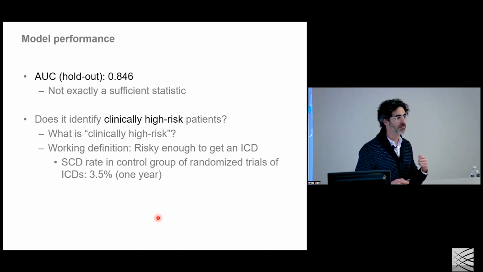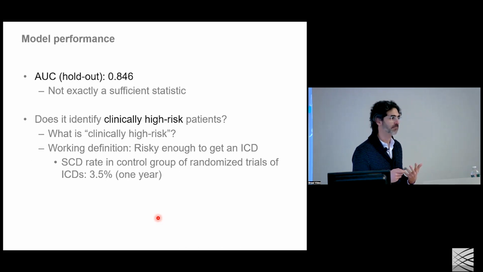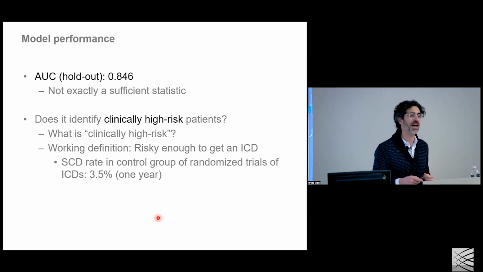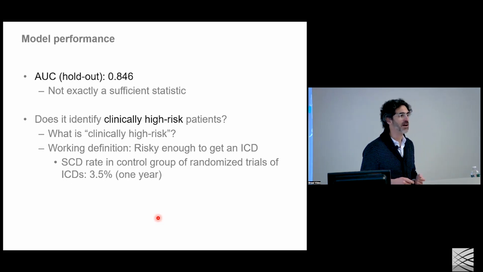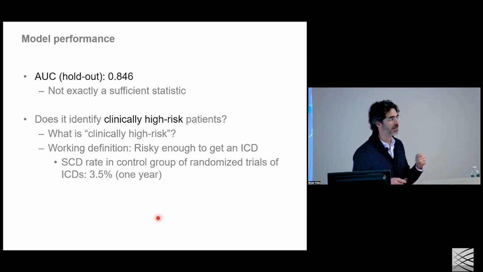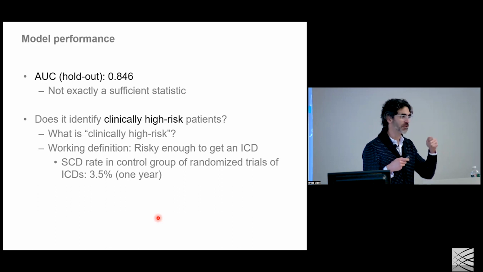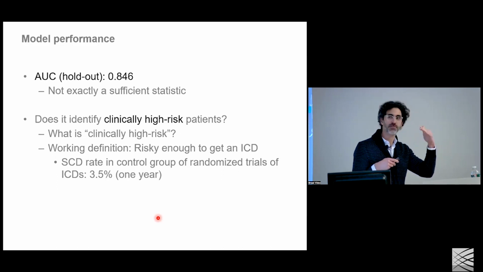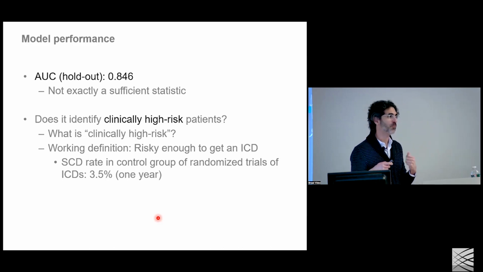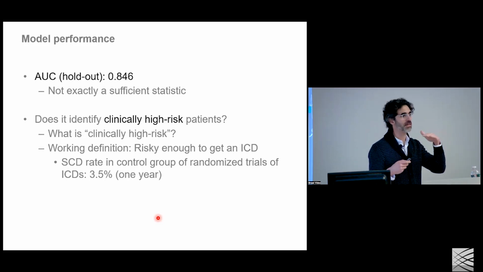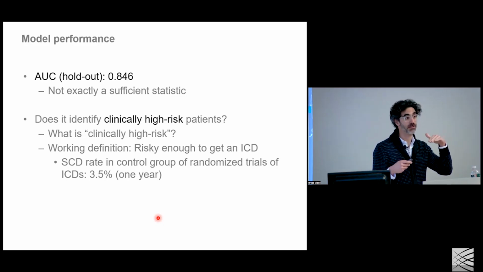One thing you might wonder is whether it is identifying people who are clinically high risk. That involves defining what high risk means. Our definition: if you're risky enough that a doctor would put in an implantable defibrillator, you're high risk. To operationalize that, we look at randomized trials where people get randomized to a defibrillator or not, and look at the sudden cardiac death rate in the control group. The lowest one published in the New England Journal is a 3.5% one year sudden cardiac death rate. So that's our absolute cutoff for high risk in our model.